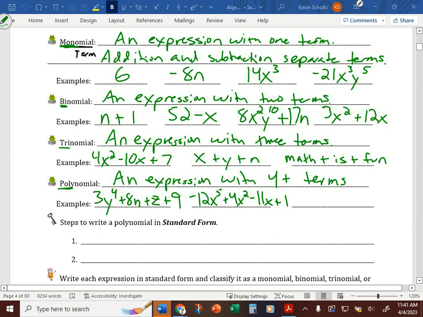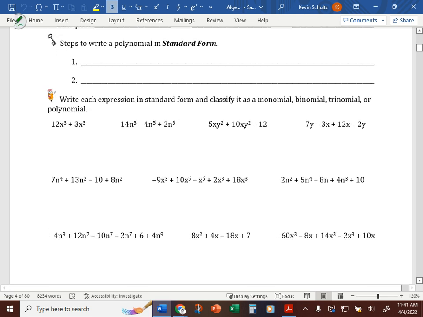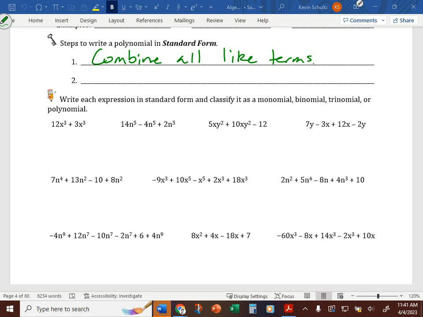Good so far? Questions? Anything? Okay. And then to write a polynomial in standard form, which basically today's objective is going to focus on, taking a polynomial, combining like terms, writing it in standard form, then classifying it. To write a polynomial in standard form, first thing is you want to combine all the like terms. Kind of like Johnny's 1 plus 1 plus 1 earlier. If you can combine it, do it. Okay? So combine all like terms first, and then here's the kicker for standard form specifically.